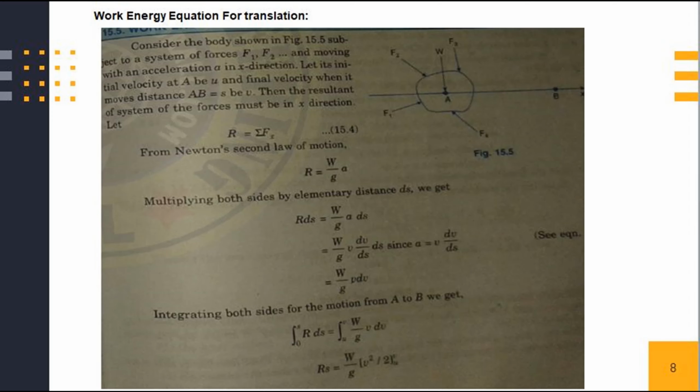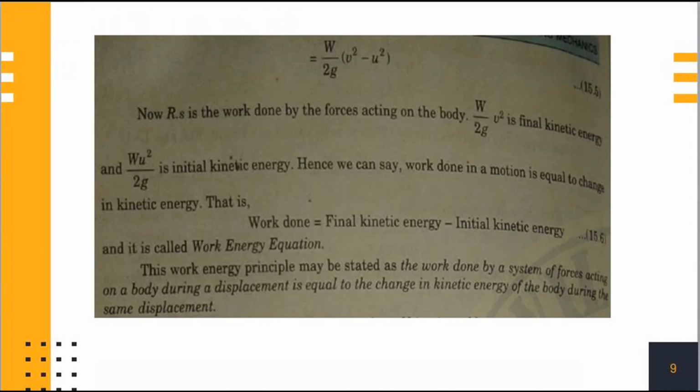Integrating both sides of the equation for the motion from A to B, we get the integration of R ds, with limits from 0 to s, is equal to the integration of W upon g into v into dv, with limits from u to v. Therefore we get R into s is equal to W upon g into v square upon 2, with limits from u to v. Therefore we get R into s is equal to W upon twice g into (v square minus u square).